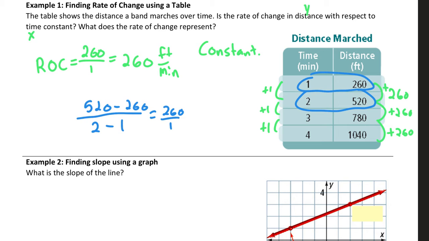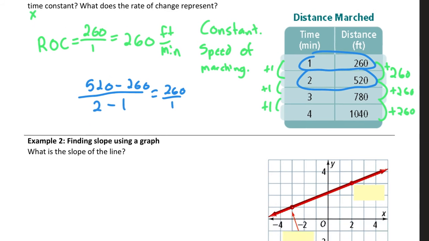That answers this question. Is the rate of change with respect to time constant? What does the rate of change represent? Well, it represents the speed of marching. Feet per minute is a speed. So the rate of change represents the speed they were marching at.